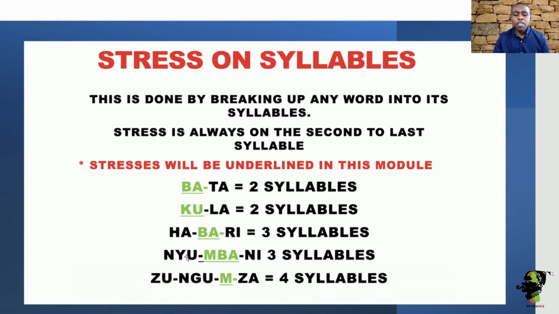But if a word has more than two syllables like this one, you'll pronounce it as nyumbani. So you can hear my emphasis is on the mba. And the last word here, can you give it a go?